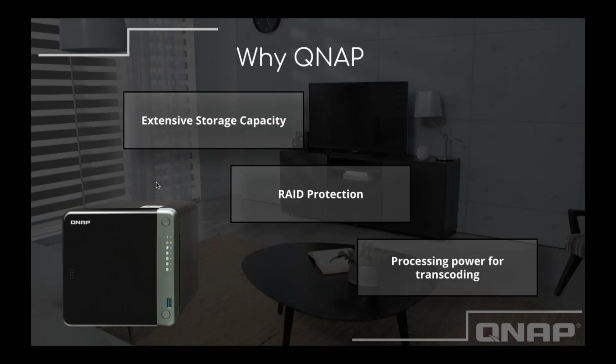Now, why is QNAP a good option for Plex? For starters, QNAP supports dozens of terabytes, or even hundreds of terabytes, of storage, so you'll have plenty of room for all of your media content and can easily house your whole library. Additionally, QNAP incorporates RAID redundancy to protect your media against drive failure. And QNAP offers many models with powerful CPUs, as well as integrated graphics on Intel models to support transcoding, both software transcoding and, for Intel models, hardware transcoding.